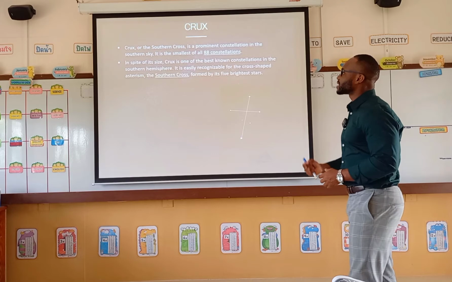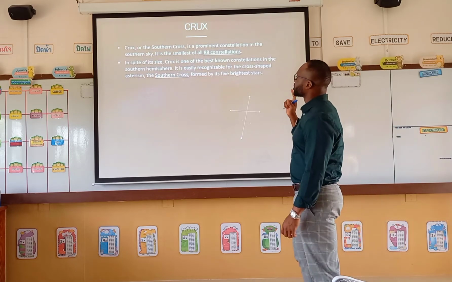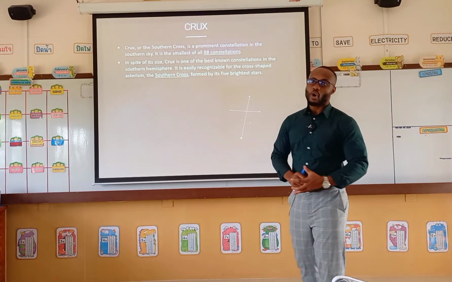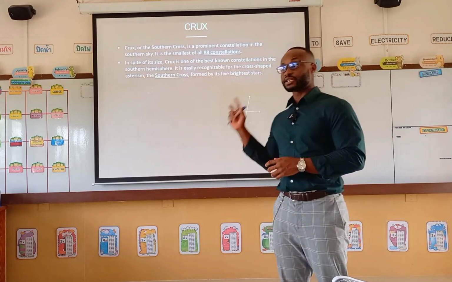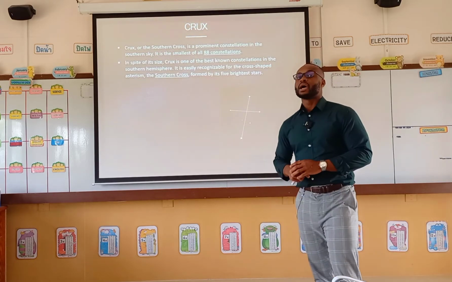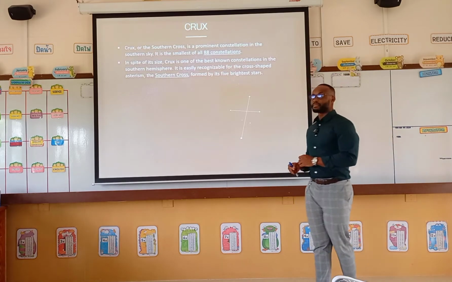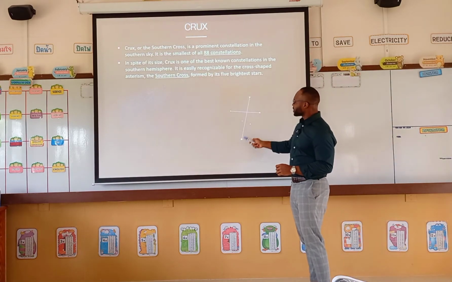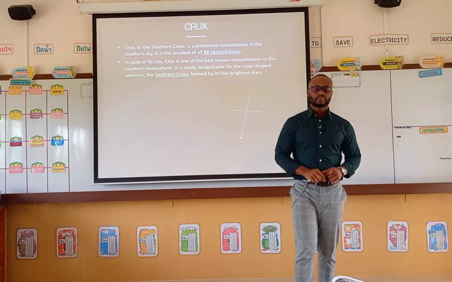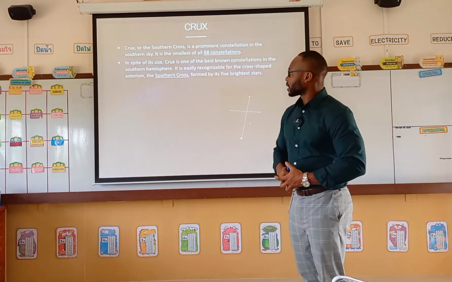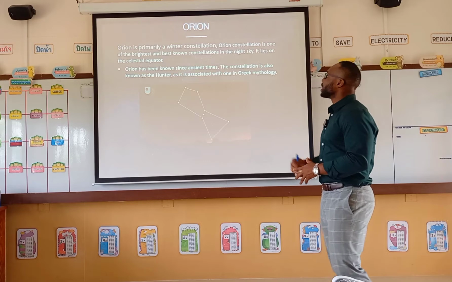So the cross is the Southern Cross. This is a prominent constellation in the northern sky. It is the smallest of all 88 constellations, and it's quite easy to find this even in the night, anytime basically. So you can find the star right here. This forms the image of cross, and it's called cross. Okay, good job.